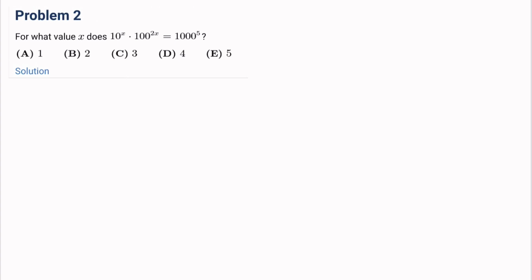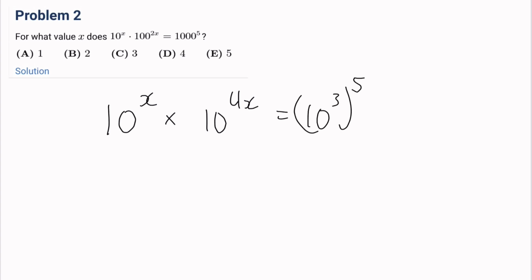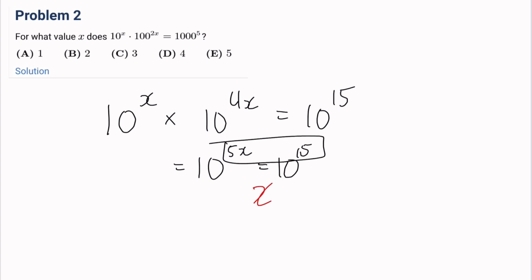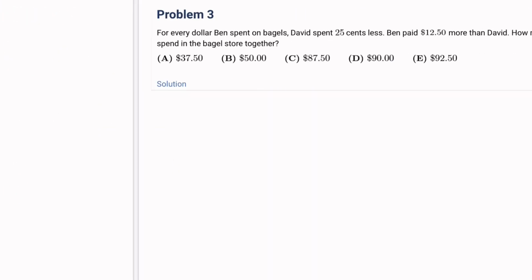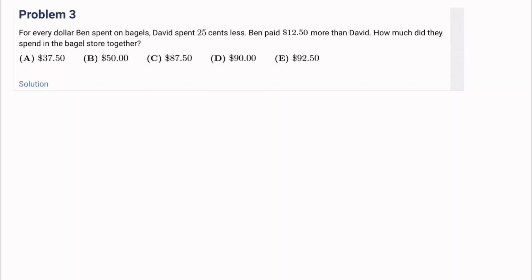Number 2, for what value of x does 10 to the x power times 100 to the 2x power equal 1000 to the 5th power? Okay, so 100 to the 2x power is 10 squared to the 2x power, which is just 10 to the 4x power, right? This is 10 cubed to the 5th power, so this is just 10 to the 15th power. And so this part equals 10 to the x plus 4x, so it's 5x power. This equals 10 to the 15th power. So 5x equals 15, x equals 3, right? The answer is C.